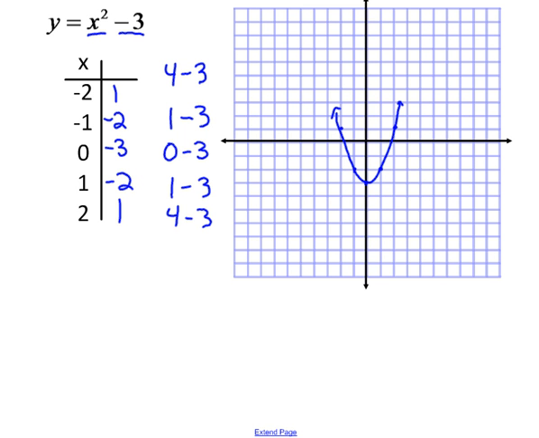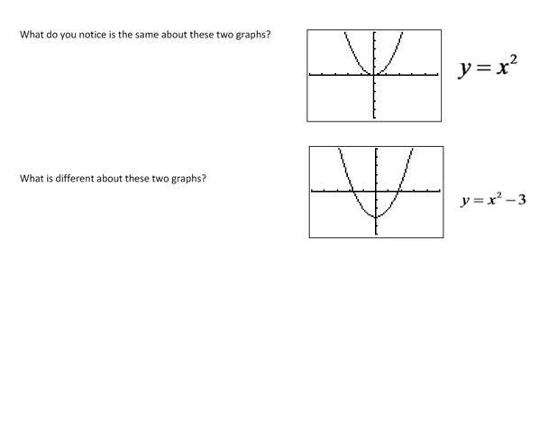Now, here are both of the graphs we just graphed, a little bit prettier and easier to look at. What do you notice is the same about these two graphs? Well, we can talk about some obvious things. Their shape appears to be the same. They're both opening up. They both have this line of symmetry that seems to split both of them. If we folded them in half, they would have a line of symmetry. So they have a vertical line of symmetry.